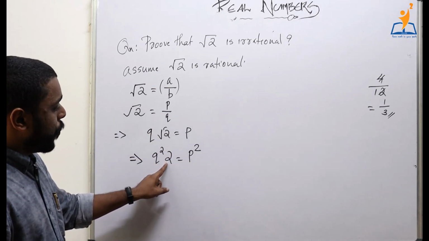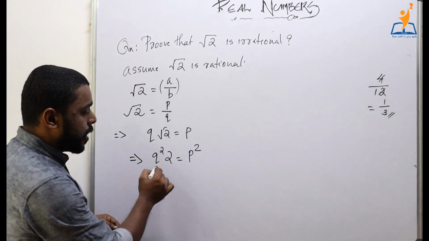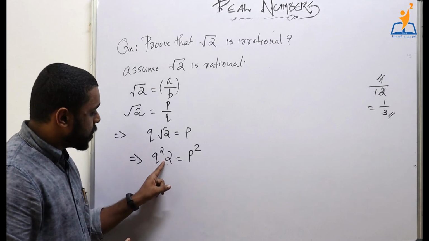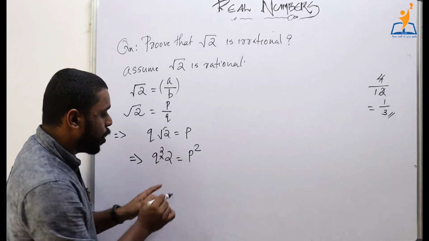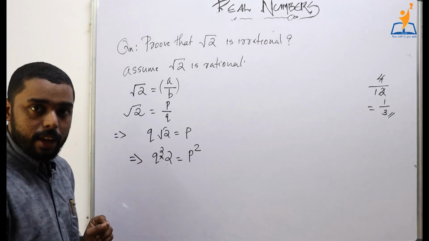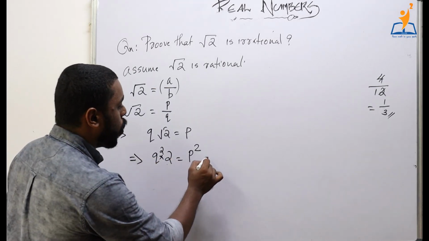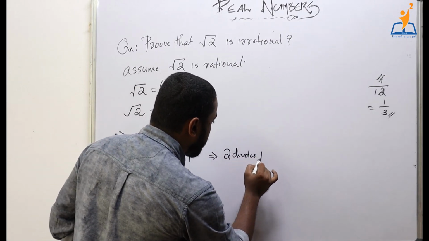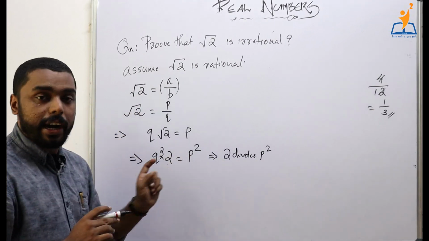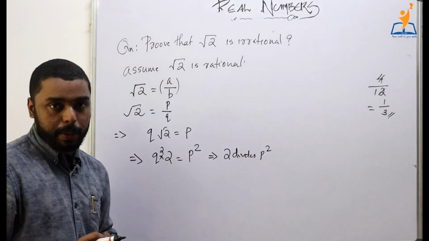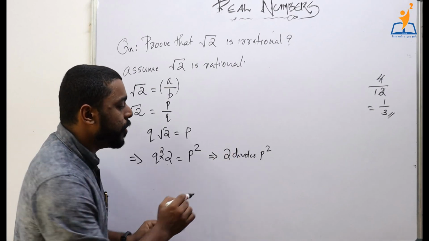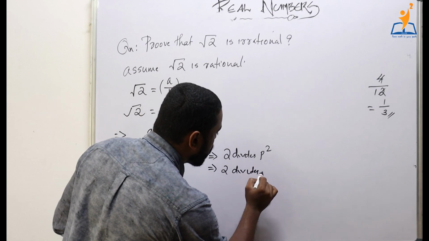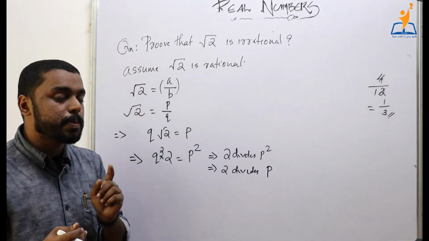See, from this we can see that 2 is a factor of p square. Clear? Since q square into 2 equal to p square means that 2 is a factor of p square, which implies that 2 divides p square. Now, if 2 divides p square, then 2 divides what? P, by our previous theorem.